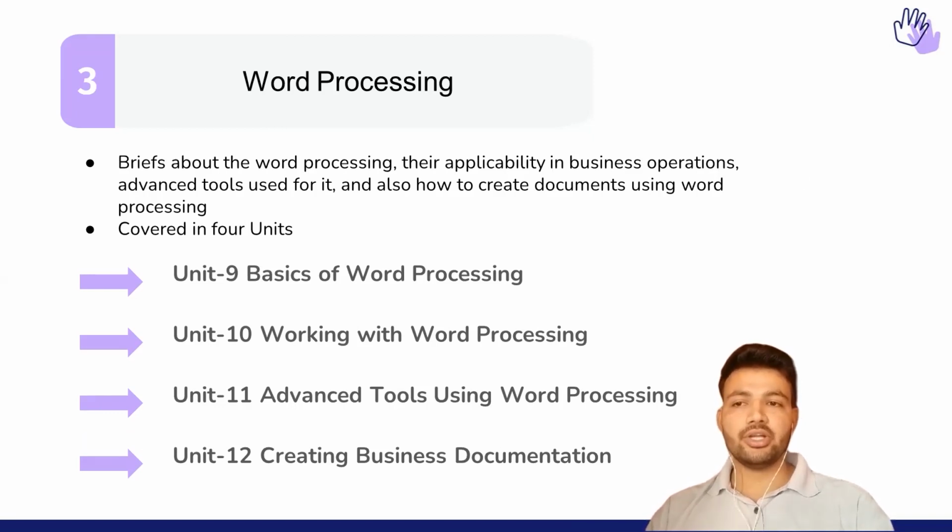There are 4 units. Unit 9 is basics of word processing. Unit 10 is working with word processing. And unit 11 is advanced tools used for word processing. And then we have unit 12, which is creating business documentations, in which we will use the tools that we have learned in the previous units to create business documents.